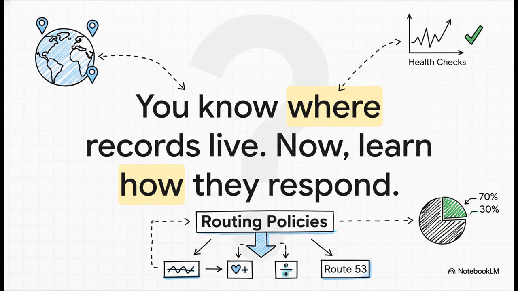So there you have it. You've now mastered the where, the containers we called hosted zones. You know how to keep your public and private traffic separate and secure. But that's only half the story. The next level is controlling the how. How do you send users to different places based on their location, or based on the health of your servers? Well, that's what we're going to cover next time, when we dive deep into Route 53 routing policies. See you then.